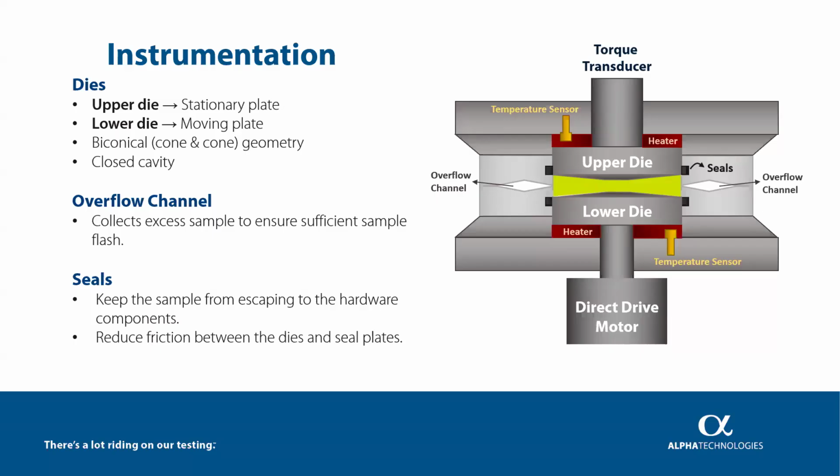Unlike open cavity rheometers, which can suffer from edge fracture or slippage at high frequencies, the closed cavity helps eliminate those issues and ensures more reliable and reproducible data. There is also an overflow channel, which captures any excess sample to ensure proper sample flash. That flash actually acts as an additional layer of encapsulation, helping maintain the test consistency. Finally, we have seals, which prevent the material from leaking into the hardware components and help reduce friction between the dies and the seal plates.